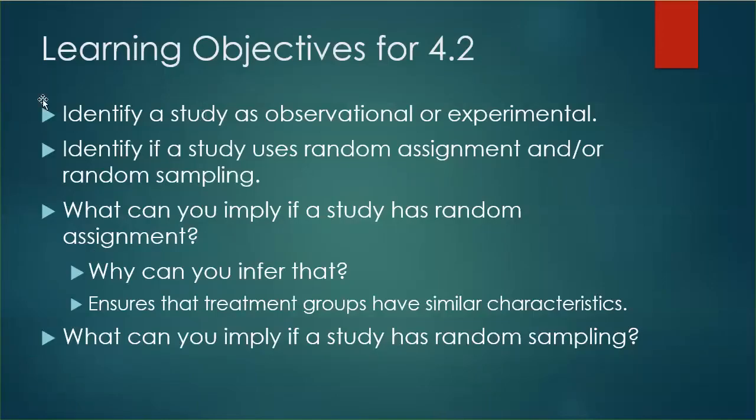All right, so what did you learn? You should be able to identify a study as either an observational study or an experimental study. You should be able to identify if a study uses random assignment or random sampling. You should know what you can imply if a study has random assignment. Well, that's when you can use cause and effect. Why can you infer that? Because the only thing that could possibly have caused it is the difference in treatments, and the random assignment ensures that the treatment groups are similar, so that's the whole point. And if a study has random sampling, that allows you to generalize it to the population.